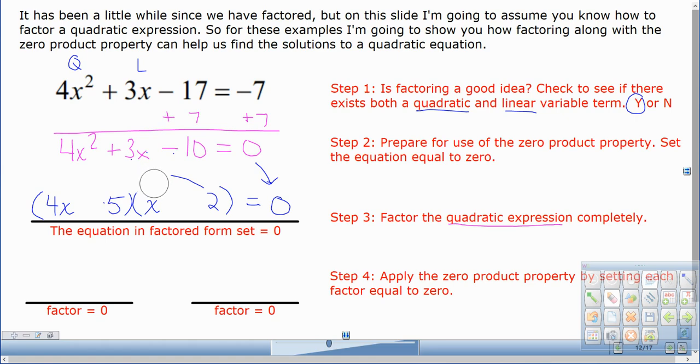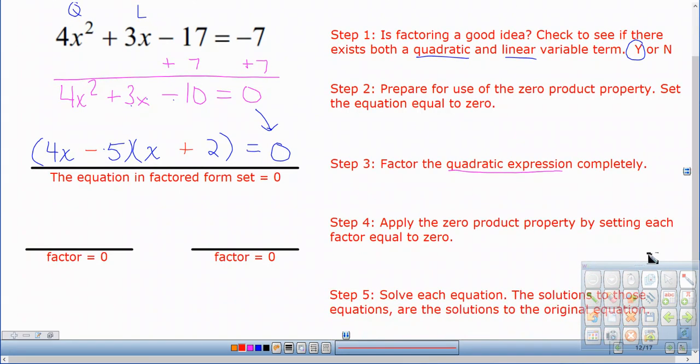Good old factoring. Sometimes you've got to work your way through it. I want a positive 3x. So I'm going to put the plus on the 2 because that would make the positive 8x, and this would be a minus. All right, now, the last part here is just like we talked about with a times b equals 0. The only way that these two things can multiply to equal 0 is if a equals 0, b equals 0. So 4x minus 5 equals 0, or x plus 2 equals 0.